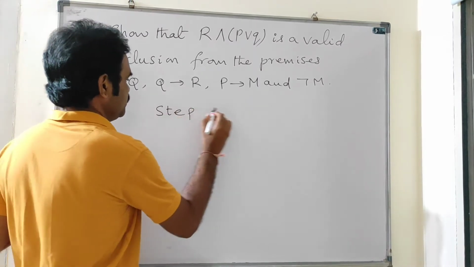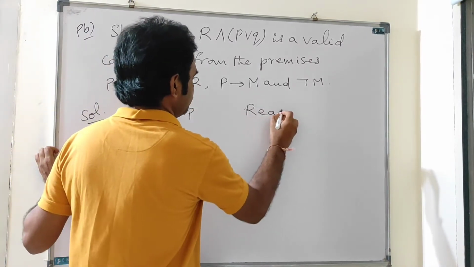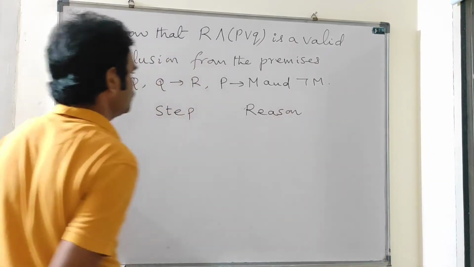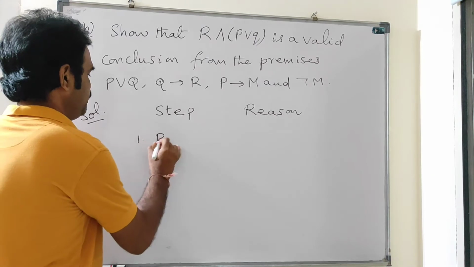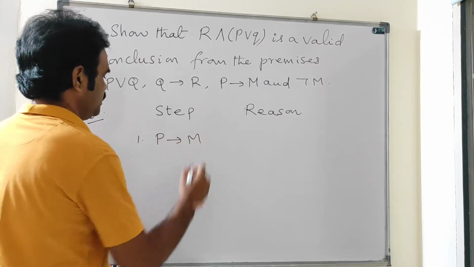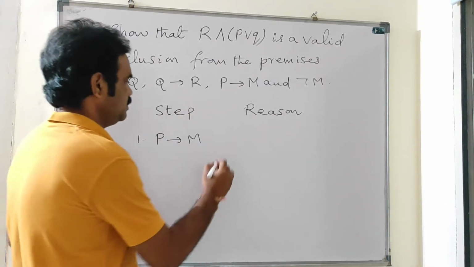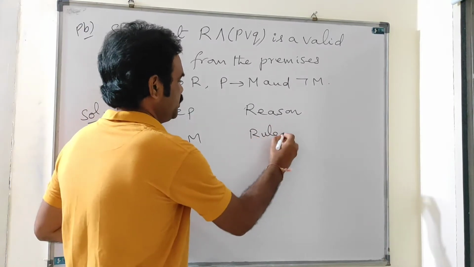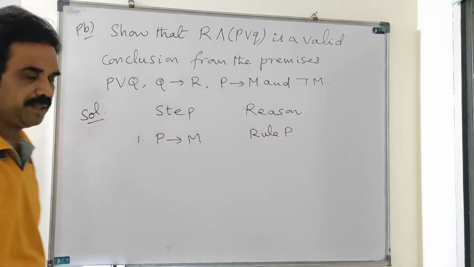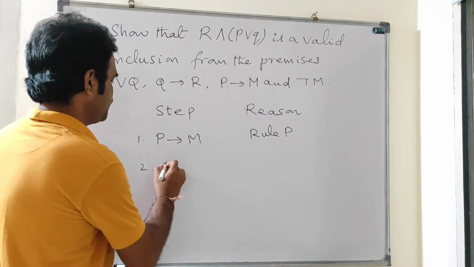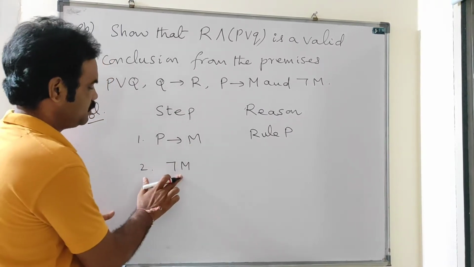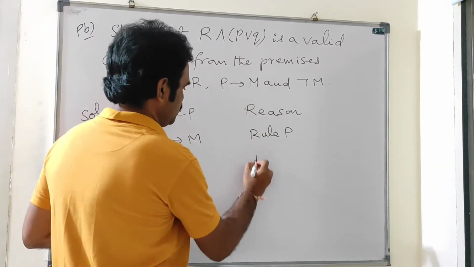Step, reason. First step, P implies M. This is in the given premises, the rule P. If you introduce a premise, that is rule P. Second step, negation M. This is also in the given premises, that's the rule P.